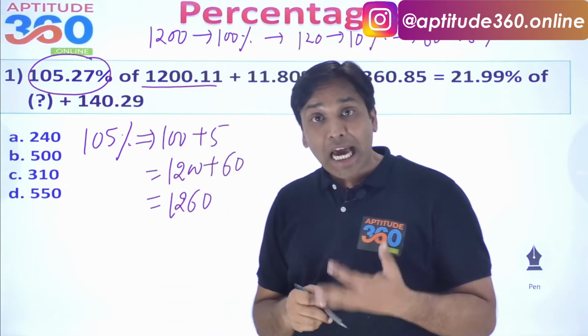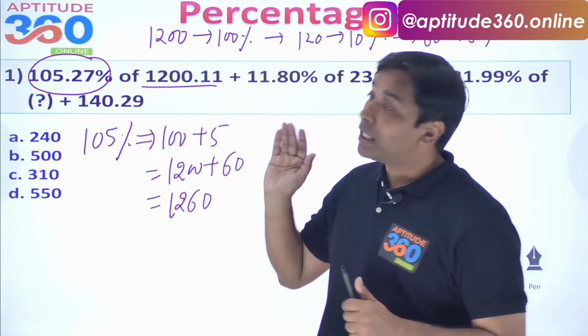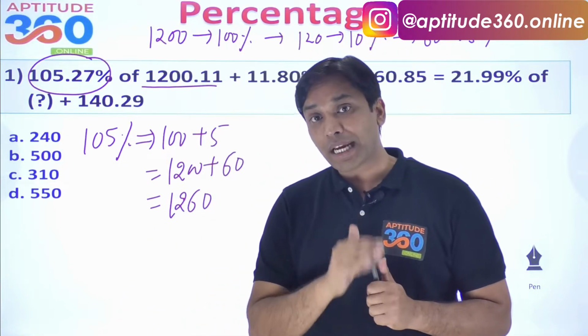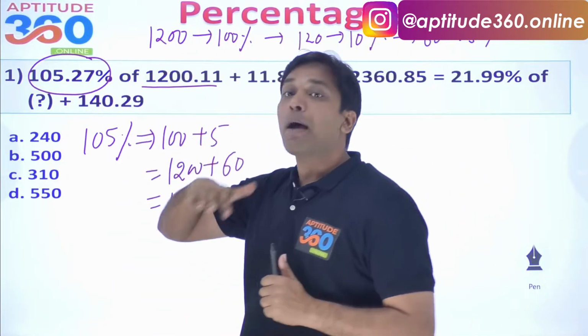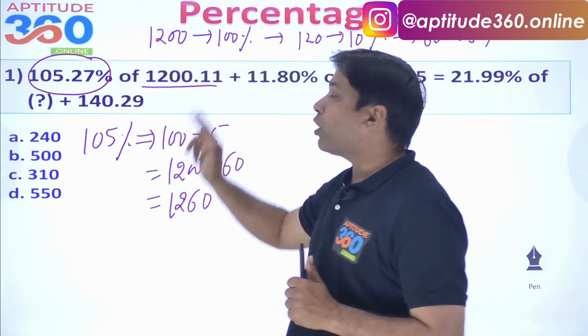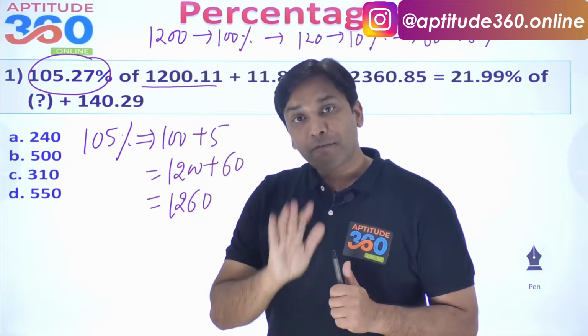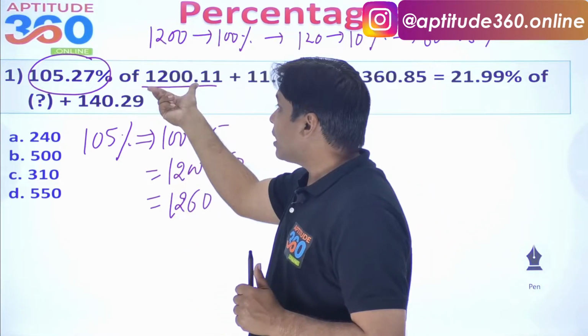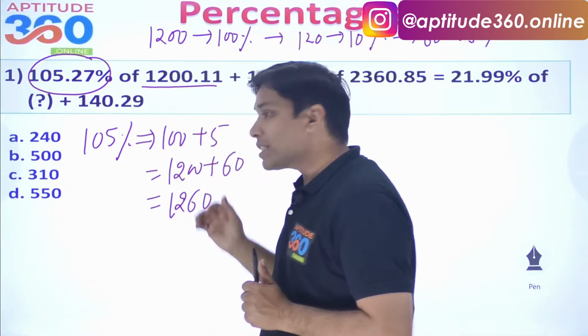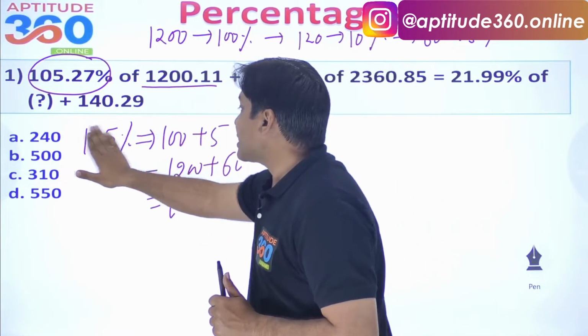So I have just written this to make you understand, but in the examination scenario you have to do this calculation in your brain: 100% plus 5%. 5% of what? 1200. 1200 is 100%, so 1% is 12. 5% is going to be 60. In 1200 you will be adding 60. That will come out as 1260, right?